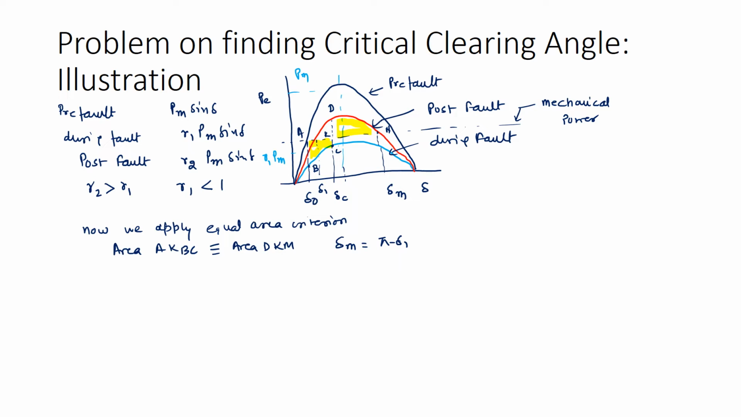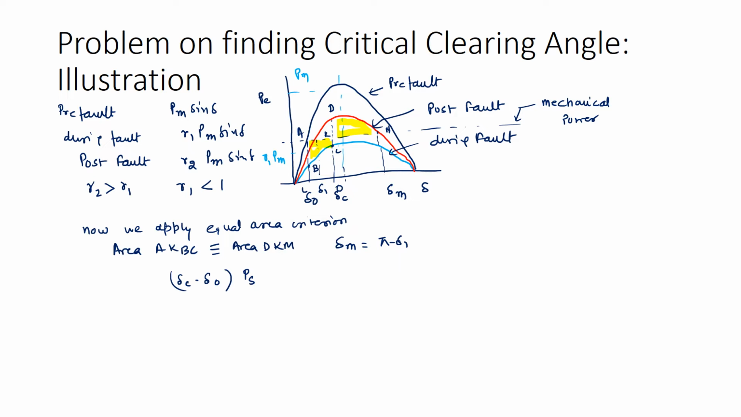Now, if I calculate this particular area, it is equal to this rectangle AKLO minus the area under the curve, BCLO. So, let me directly write the expression. What is this AK? Delta C minus delta naught. So, this will be equal to delta C minus delta naught, and the power, let me say, is equal to the initial power, PS.